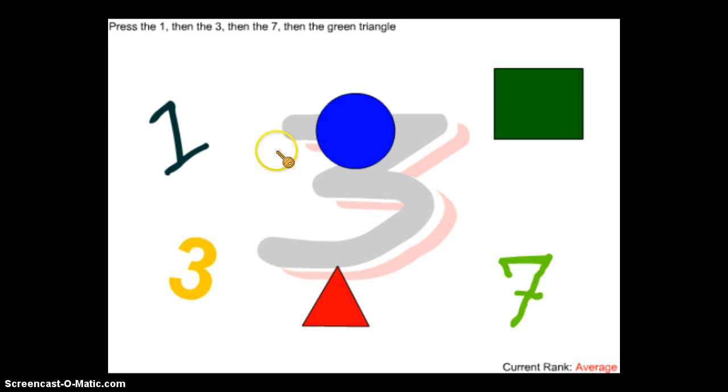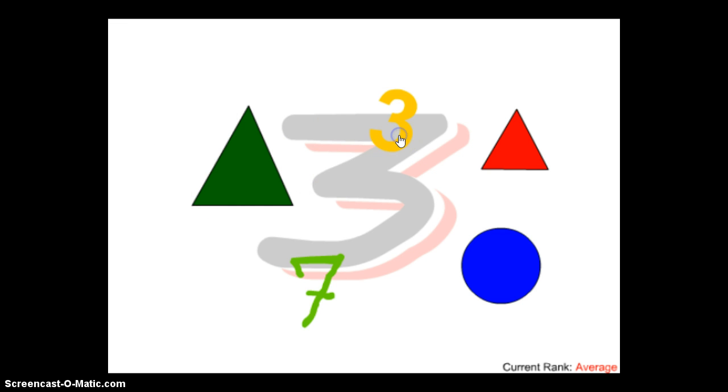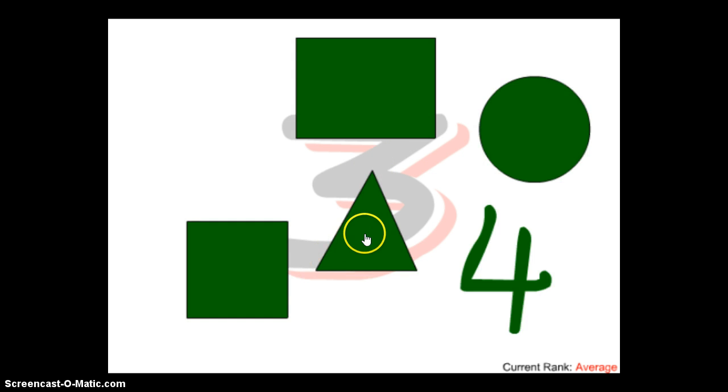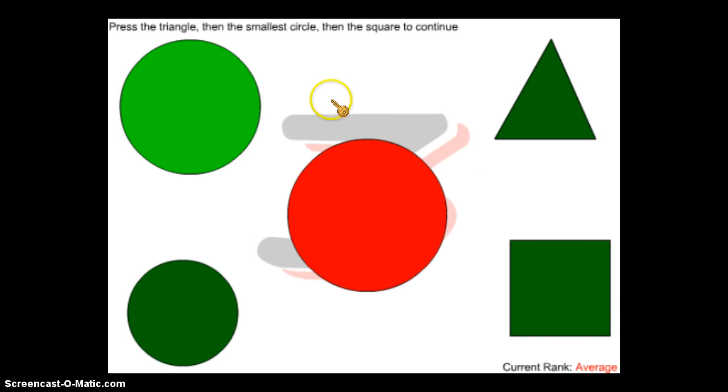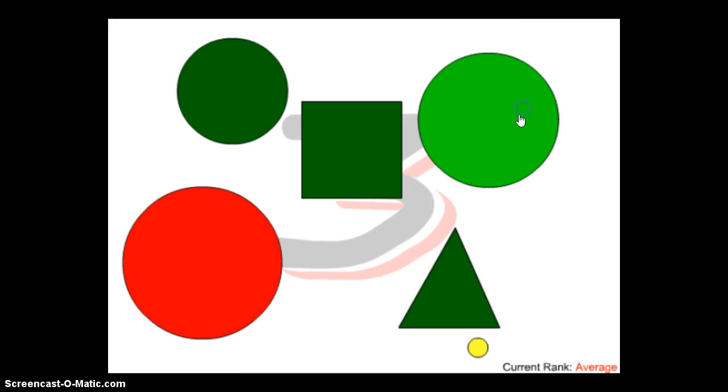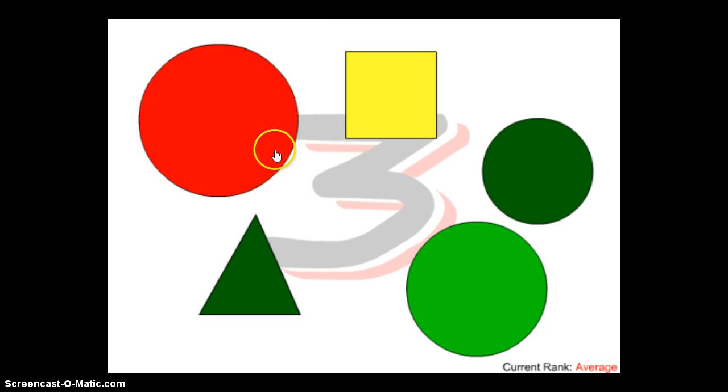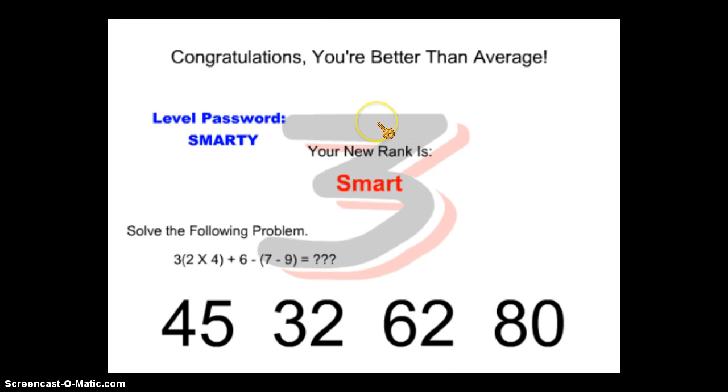Press 1, 3, 7. Then the green triangle. 1, 3, 7. Press the largest green circle to continue. Press the triangle, then the smallest circle, then the square. Yes. Congratulations, I'm better than average. Level password, smarty. Your new rank is I'm smart.